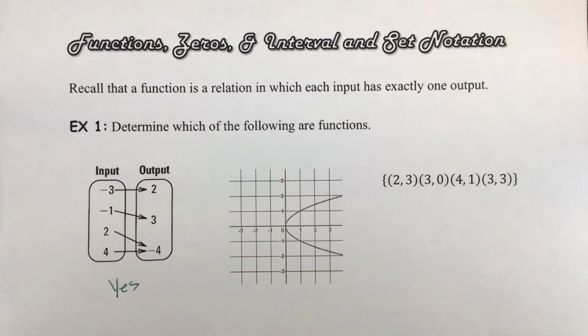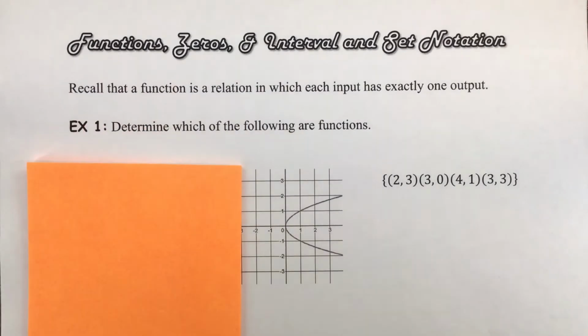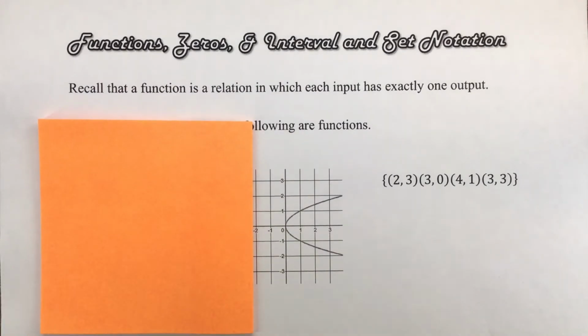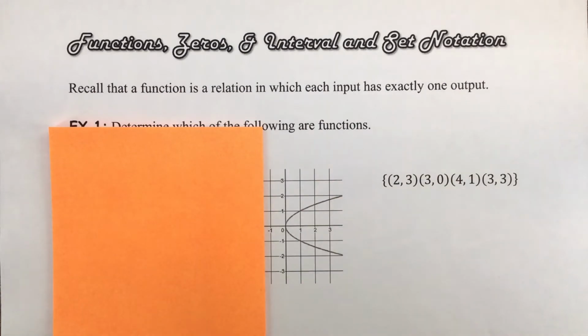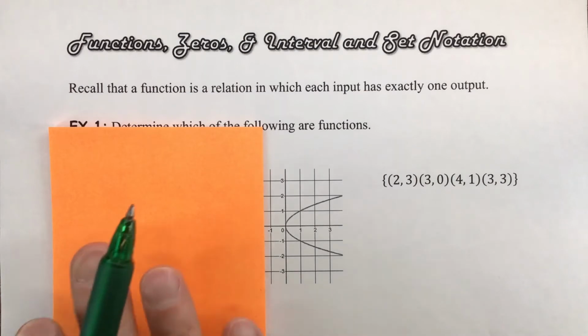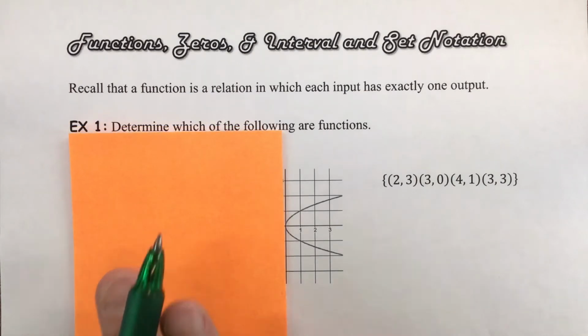The second is a graph of a relationship. We still want to go by the definition, every input should have exactly one output. But for graphs, we have a physical test that we can use, which is called the vertical line test. I'm going to take this paper and move it along this direction, watching the edge. If the graph contacts the edge of this paper more than once at any point, it fails to be a function. As I move over to that vertex, everything is good.